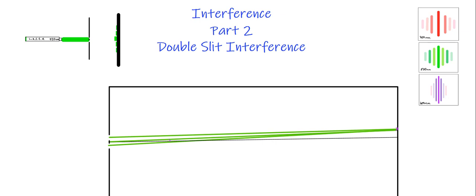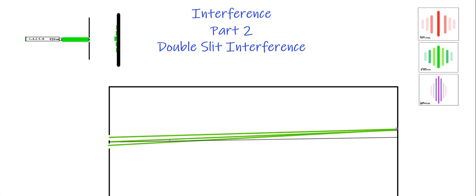Welcome to part 2 of our discussion of interference, and here specifically we're going to be looking at double slit interference. If you haven't checked out part 1, you want to go ahead and do that so that you know what is going on here conceptually. So in this video we're going to show geometrically and mathematically how it's possible for this kind of interference pattern to occur.